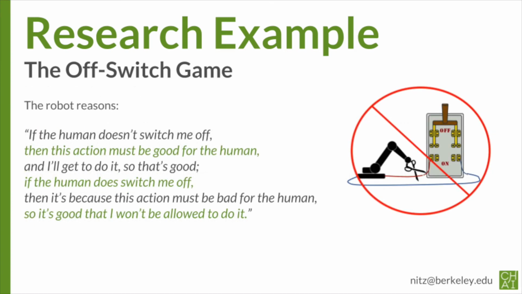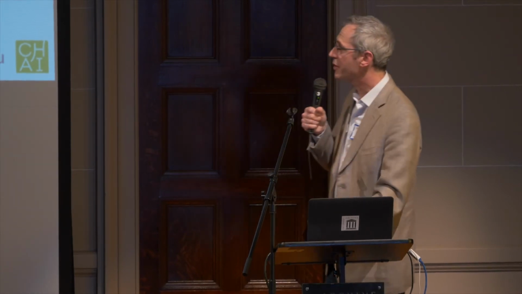So, for example, if the human doesn't switch the robot off, the robot can say, well, this action is probably aligned. And if the human wishes to switch the robot off, then it is, again, because the action is probably bad for the human. And you can actually prove mathematically that you've essentially solved the off-switch problem.